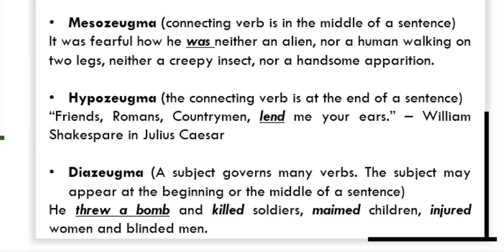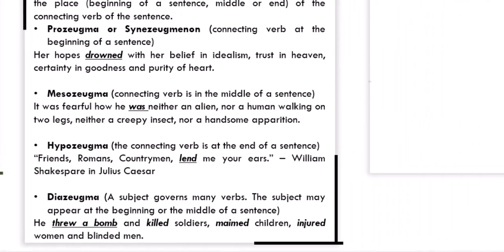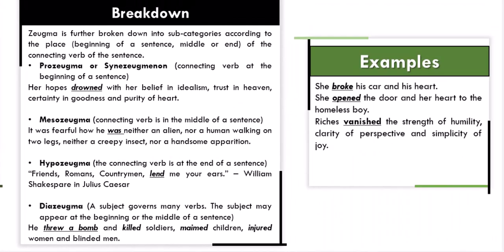Okay, so let's take a look at some examples of zeugma. We have: she broke his car and his heart. So this functions both literally and figuratively. You can break a car, and figuratively you can break someone's heart. She opened the door and her heart to the homeless boy. Riches vanish the strength of humility, clarity of perspective, and simplicity of joy.